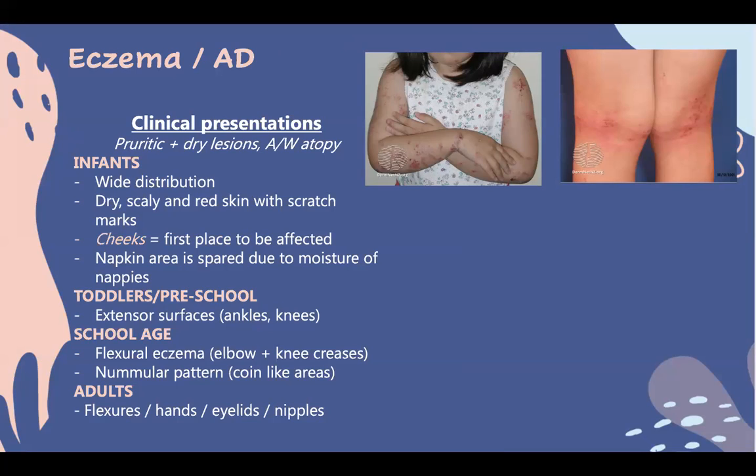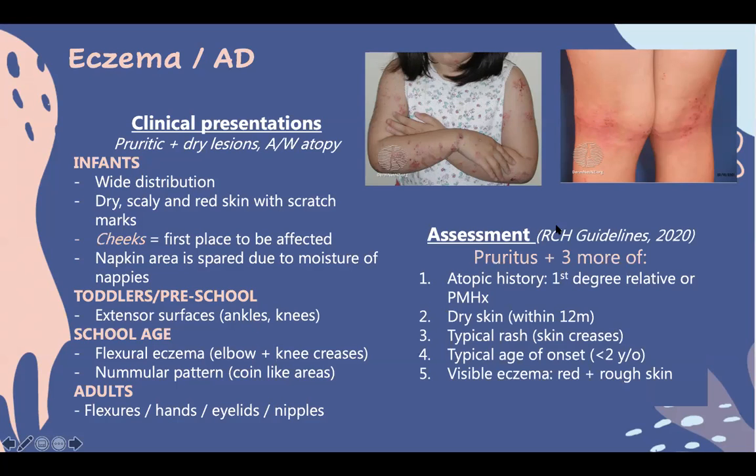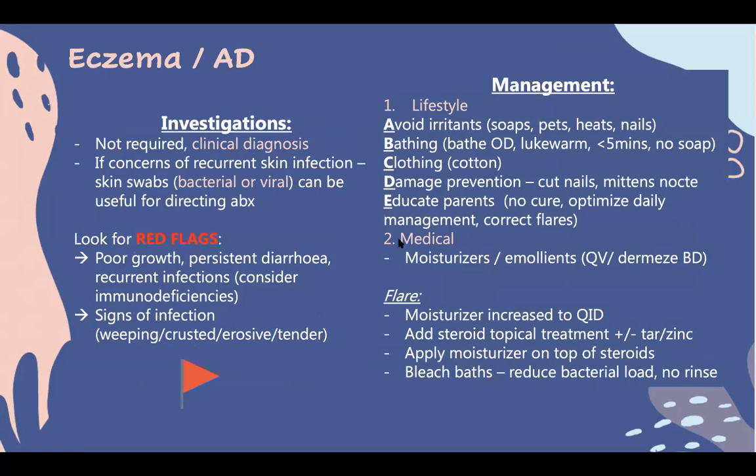In terms of toddlers and preschoolers, for some reason they get it on extensor surfaces, whereas we know in adults it's normally a flexural condition. So that's just to show you the extensor surfaces, and then it becomes flexural later on. And then these are some of the guidelines in diagnosing it.